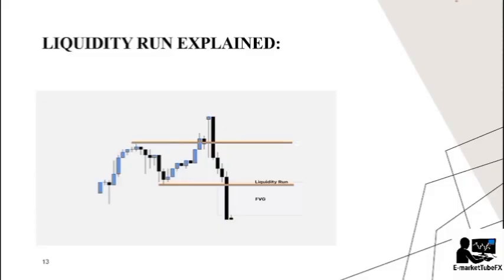With the liquidity run, price doesn't reverse immediately. The new trend will continue to trigger the stop losses and orders that it has on its way. So that is how the liquidity run is.